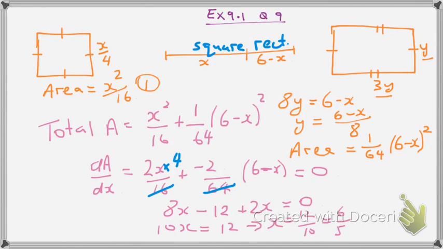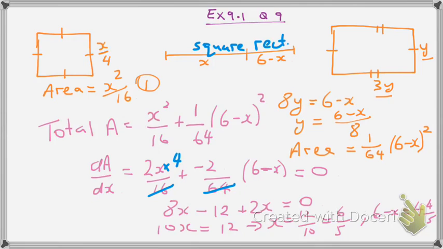And so that is one of the lengths, and the other one is 6 minus that. So that's 1 1/5, so that'll be 4 4/5, which you could write as a fraction. Now the other thing I need to do is take the second derivative.